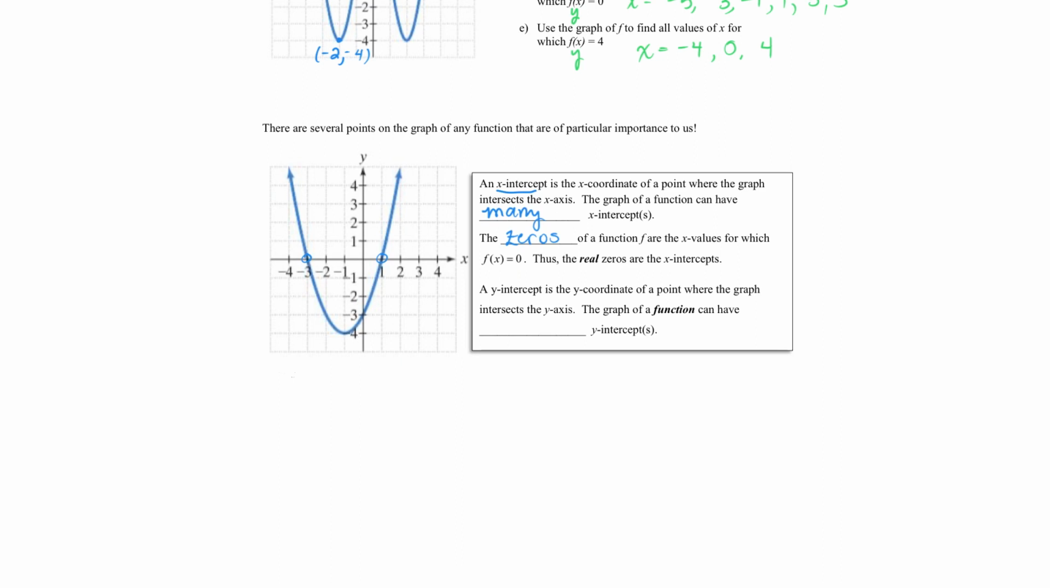A y-intercept is the y-coordinate of a point where the graph intersects the y-axis. So in this case, the y-intercept is equal to negative 3. And the graph of a function can have at most one y-intercept.